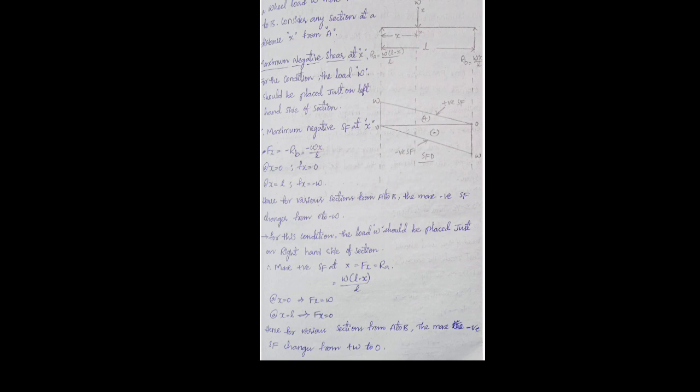It is the maximum positive shear force, and it changes from plus W to 0. You can see the top one there. In the final figure, you can see the top and bottom shear forces: the negative shear force and the positive shear force.